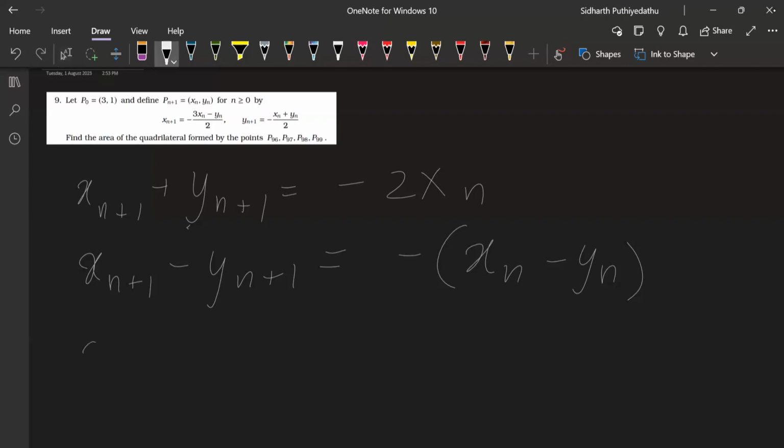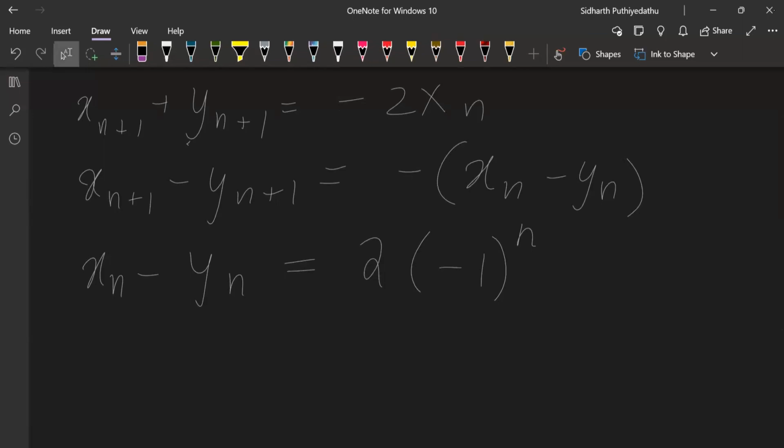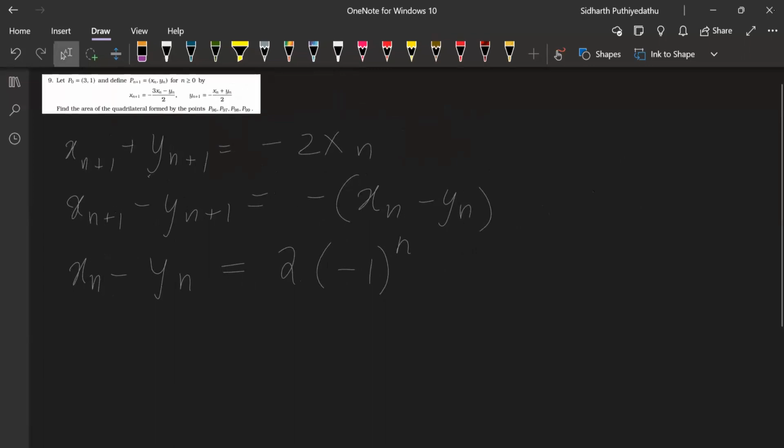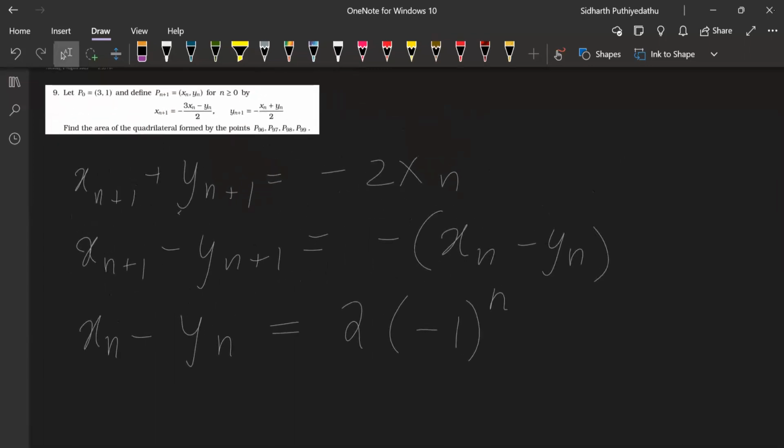So now this automatically tells us one thing: x_{n+1} minus y_{n+1}, or, I don't know why I'm indexing that way, x_n minus y_n is equal to 2 times negative 1 to the n. Because for n equals 0, we had 2, and each time it's alternating in sign. So, okay, this is a lot of information. Now, if you look at the equations they gave us, we have x_{n+1} in terms of x_n and y_n, and y_{n+1} in terms of x_n and y_n. And the issue is that they're interlinked.